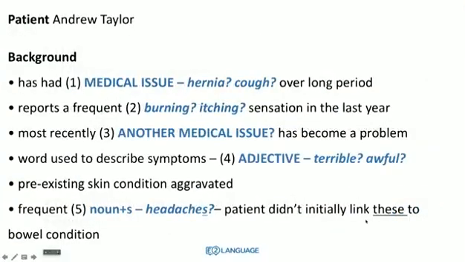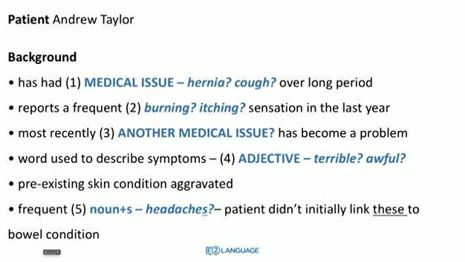So number one, has had over a long period. It's going to be a medical issue, I suspect, like a hernia or a cough or asthma, something like that. It's going to be a singular noun like this. Number 2, reports a frequent something sensation. It has to be one of those adjectives or nouns, the gerunds, that have an ing ending, like a burning, itching sensation, something like that, right? Number 3, most recently, something has become a problem. This will be another medical issue.